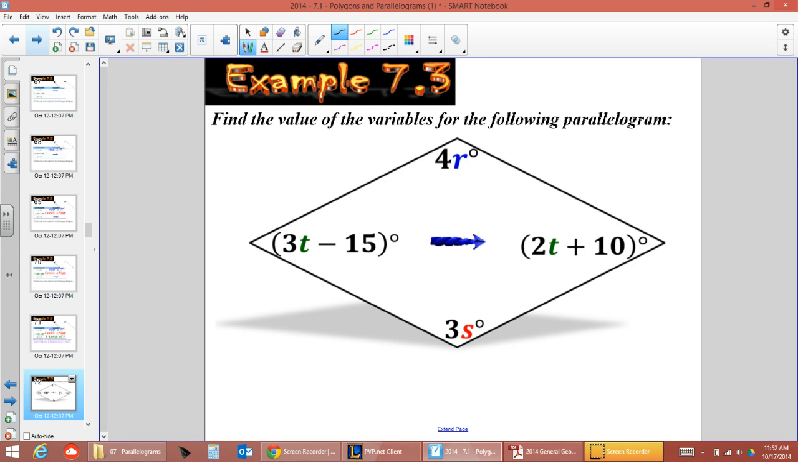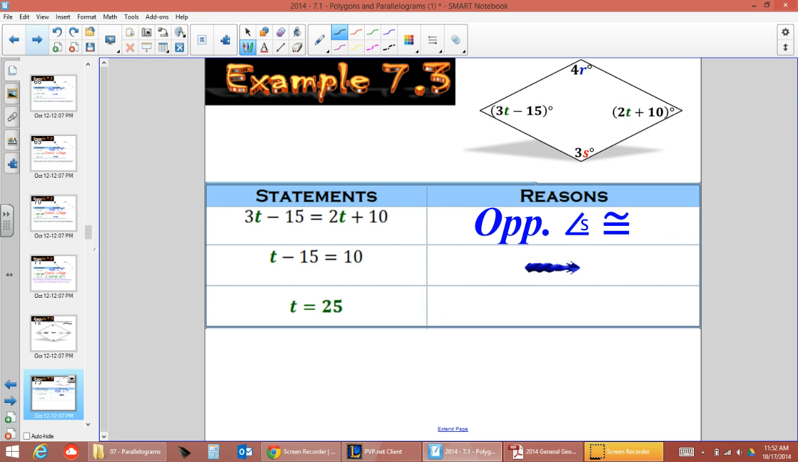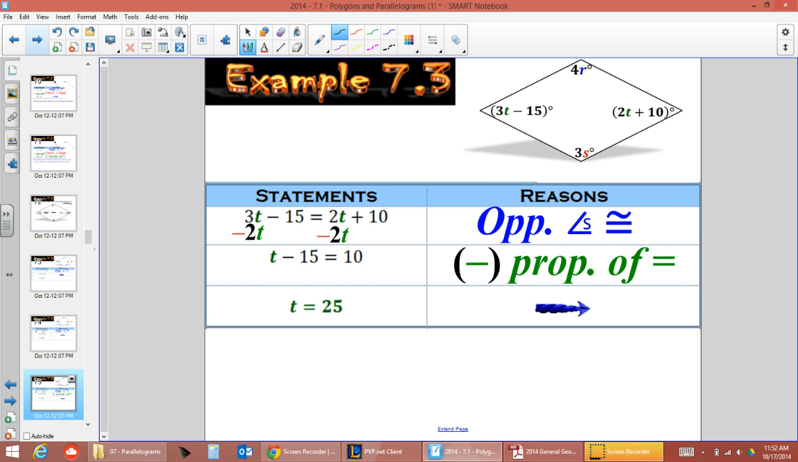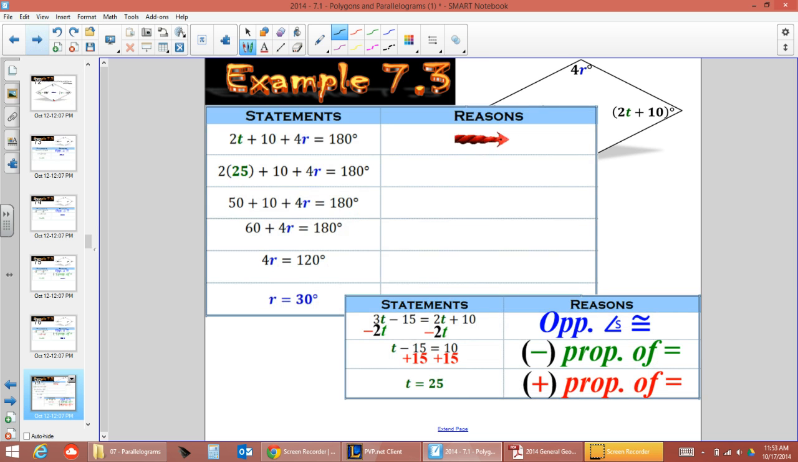So now we say find the value of the following parallelogram. So I'm telling you it's a parallelogram. So notice the opposing angles must be congruent. But I got this blue arrow pointing here because I want you to notice that this has a T and this has a T. Okay? I try and isolate the one that only has one variable. R and S, I can't really solve for any single variable. There's too many variables. But if I set it up as 3t minus 15 is equal to 2t plus 10, I can solve for that. I can get all my t's on one side, I can add 15 over, and I can get t equals 25. So I just solved for t.